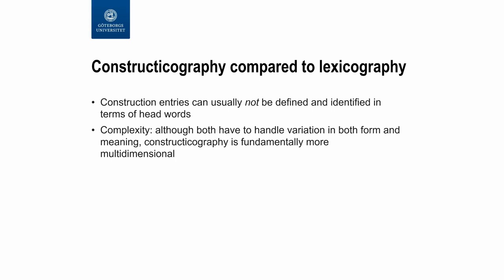In lexicography, you usually have the word as a given, and then you handle the functional variation from that and also some formal variation, but you have that part of form as a given starting point. In construction grammar, constructicography, you don't always have that.